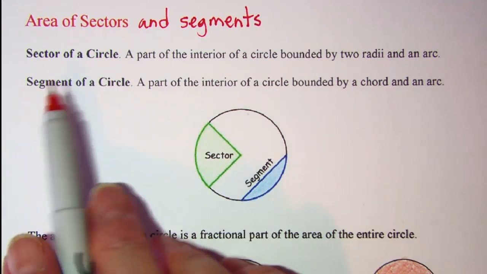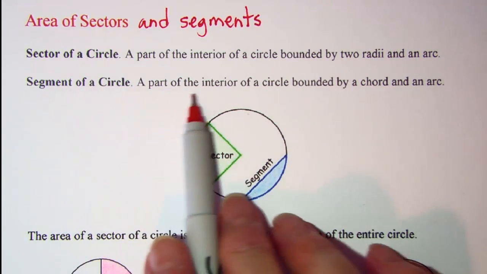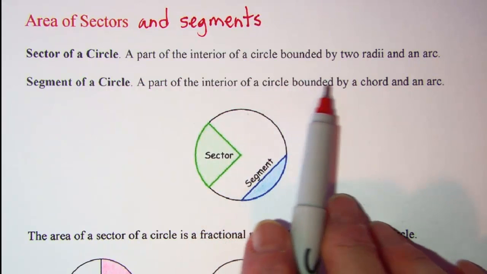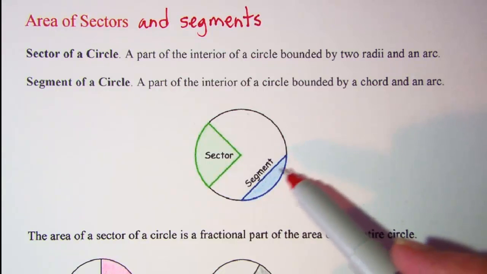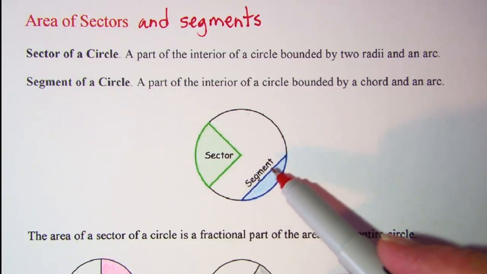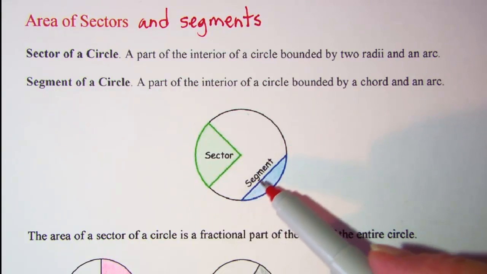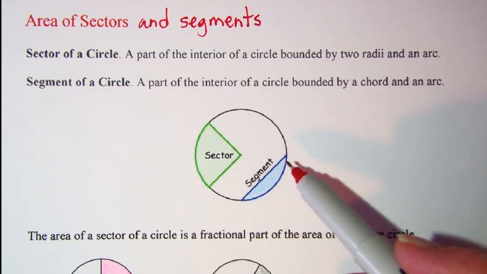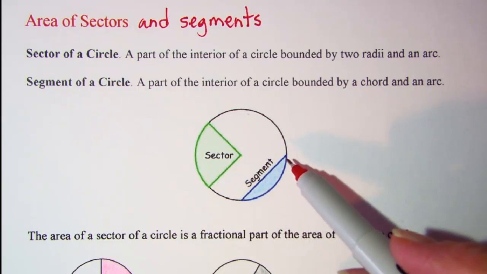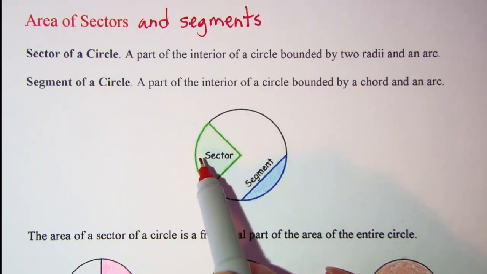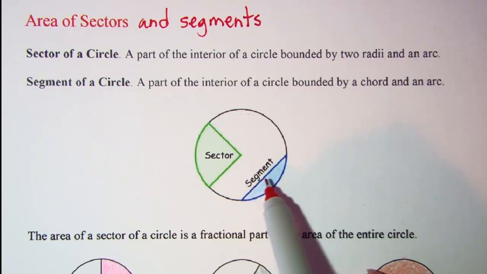A segment of a circle is a part of the interior of a circle bounded by a chord and an arc. So here we have a segment. The chord is shown here, this line segment in dark blue, and then the arc is shown here, this curve in dark blue. Okay? So a sector and a segment.